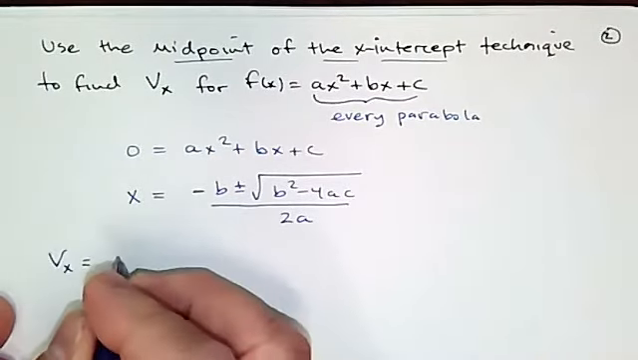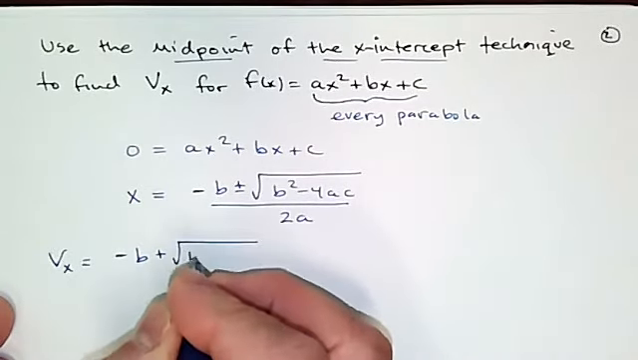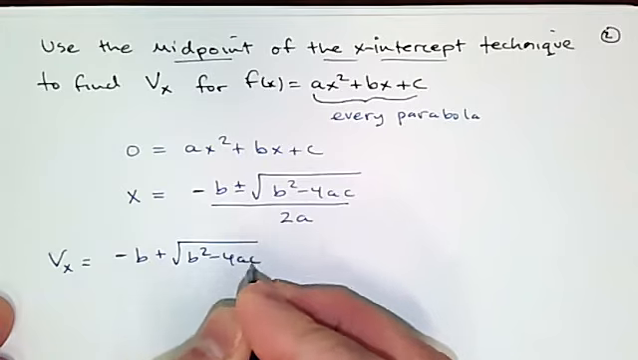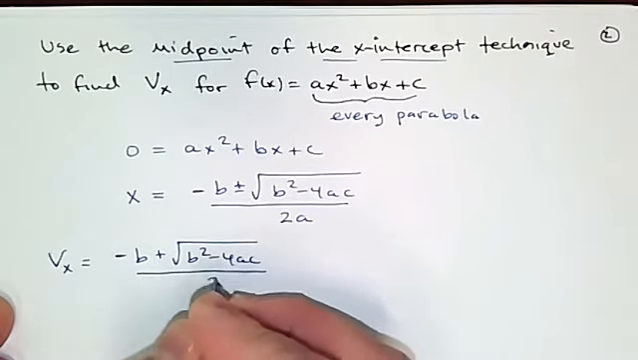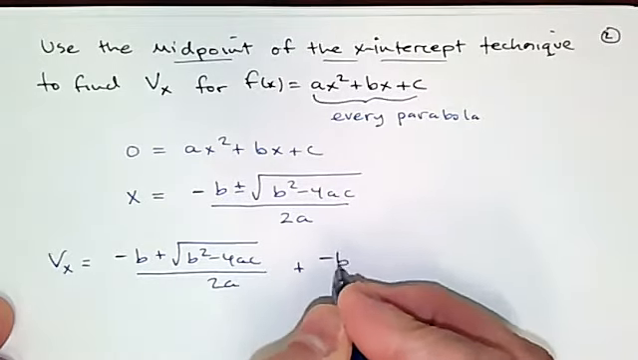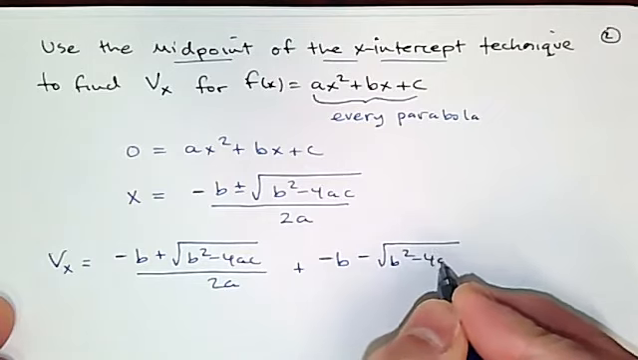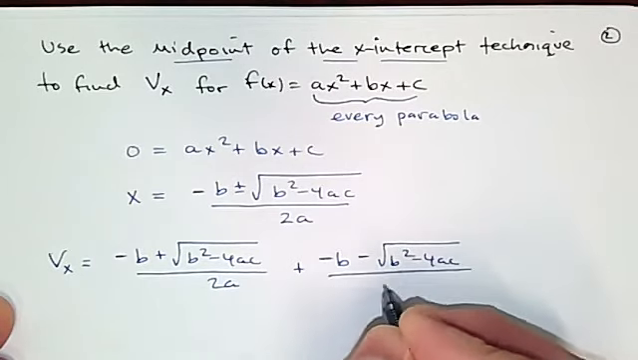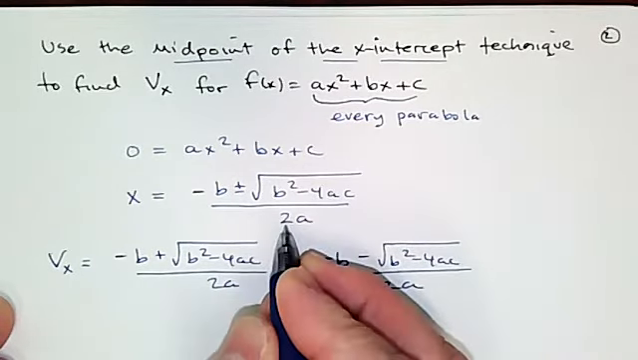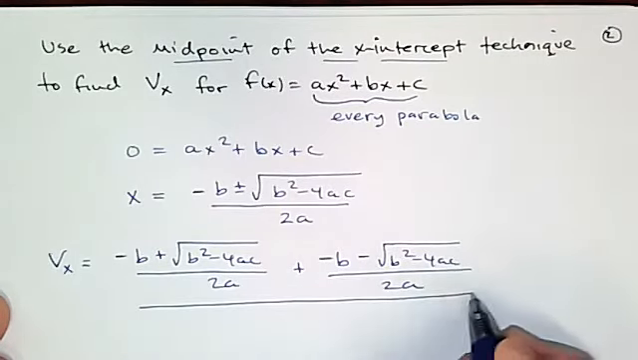My first x-intercept is negative b plus the square root of b squared minus 4ac over 2a. And then I want to add my other x-intercept, which is negative b minus the square root of b squared minus 4ac all over 2a. And then I want to add them together and then divide by 2.